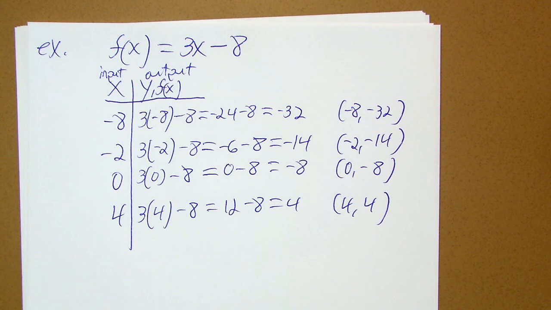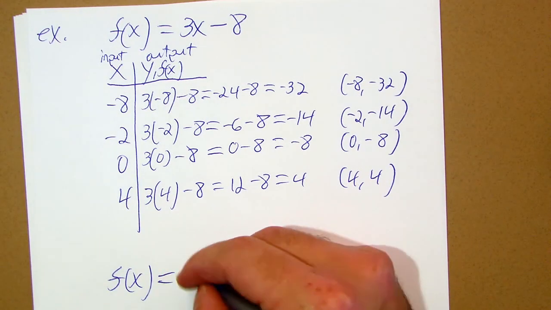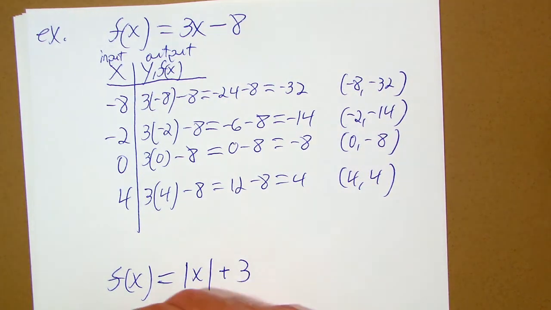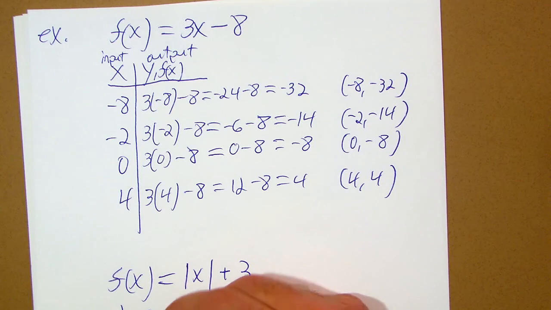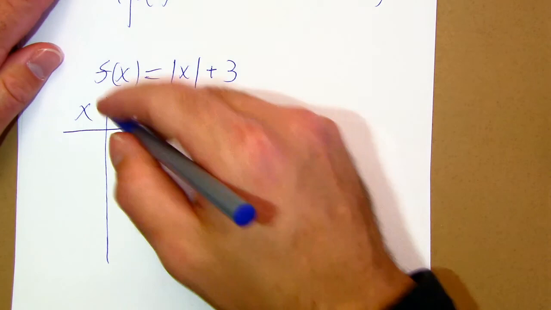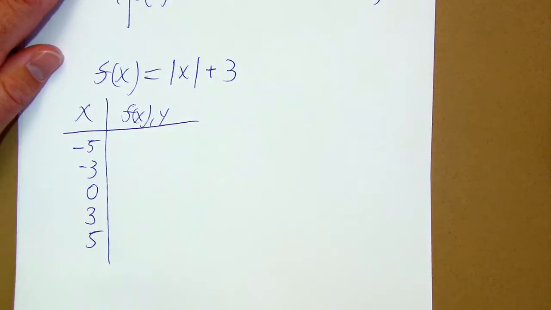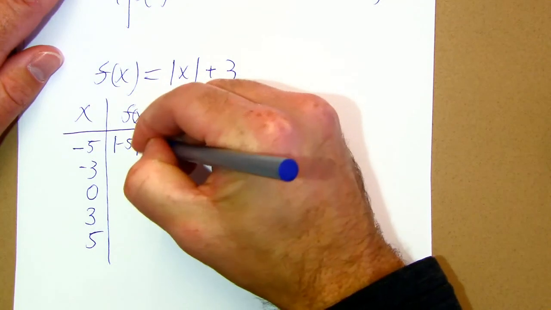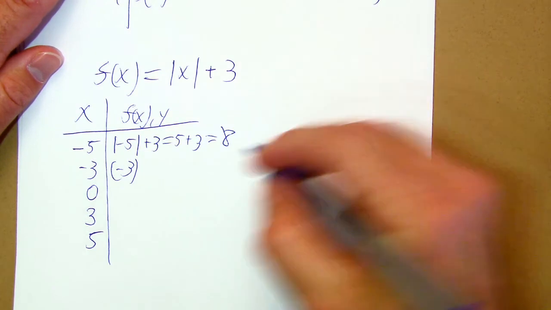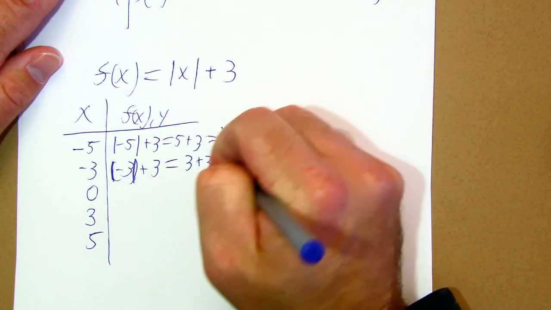All right. Other types of functions you could have. I just want to go over an absolute value function. So absolute value function. Let's go with -5, -3, 0, 3, and 5. So absolute value of -5 plus 3 will end up being 5 plus 3 is 8. Sorry, absolute value of -3 plus 3 is end up being 3 plus 3 is 6.